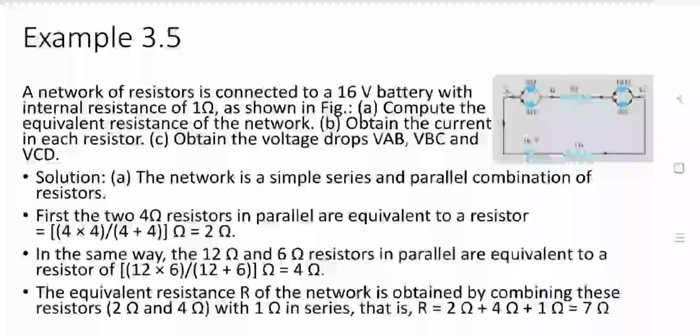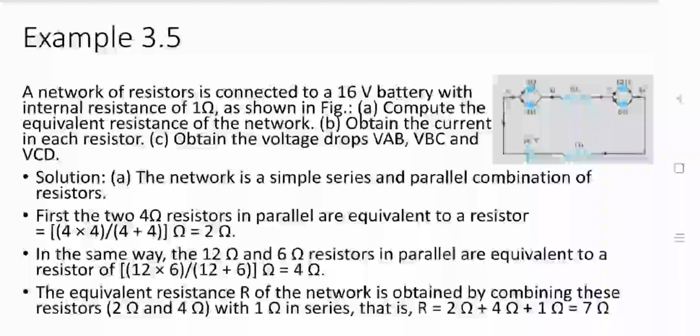Now these three resistors are available in series. So using the series equivalent formula, R1 plus R2 plus R3, 2 ohm plus 1 ohm plus 4 ohm, that is 7 ohm. That is the equivalent resistance of the whole network.